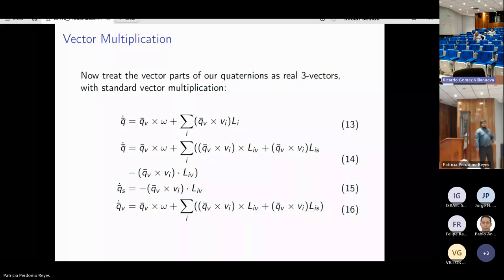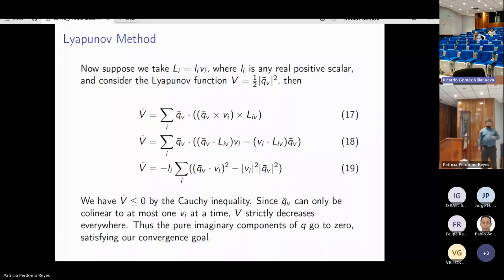And our convergence goal, again, was to have the error converge to a real scalar. What does that mean? We want to send the vector part of the error to zero. So we are looking here at 16. Now, let's take a candidate Lyapunov function of half the square of the norm of the vector component of the error, and we use this gain where it just has a real scalar multiplication.